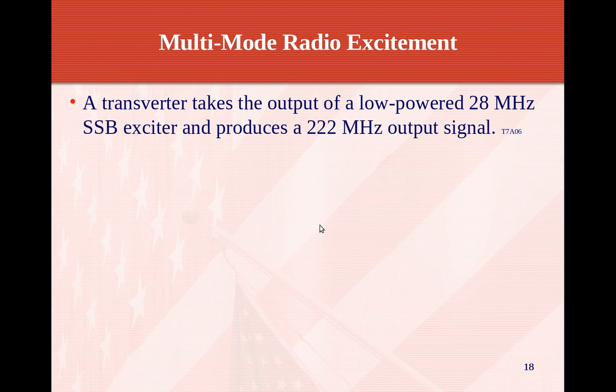A transverter takes the output of a low-powered 28 MHz single sideband exciter to produce a 222 MHz output signal. So you can use your 10 meter single sideband and produce a 1 1/4 meter output, and that's called a transverter, and it works both ways for receive and transmit.